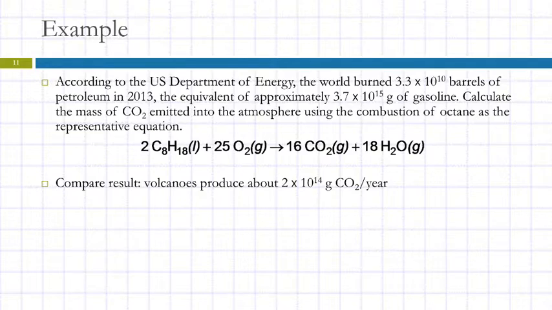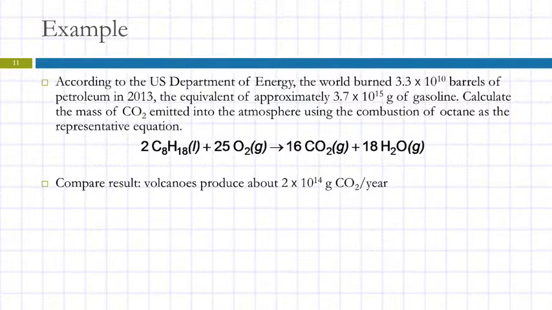So according to the U.S. Department of Energy, the world burned 3.3 times 10 to the 10 barrels of petroleum in 2013, the equivalent of approximately 3.7 times 10 to the 15 grams of gasoline. Calculate the mass of CO2 emitted into the atmosphere using the combustion of octane as the representative equation. So here is our balanced chemical equation, same one we've been looking at. So the Department of Energy estimated that this is the amount of petroleum products that were burned in 2013.